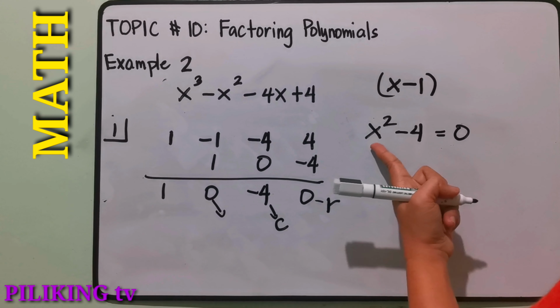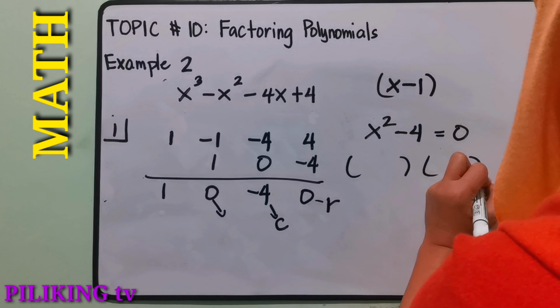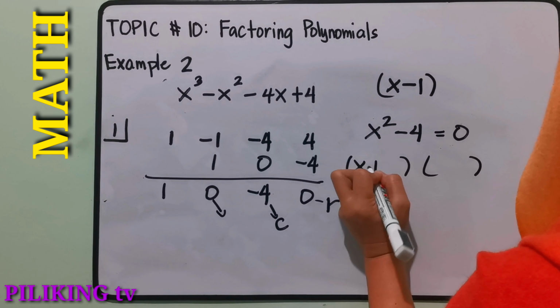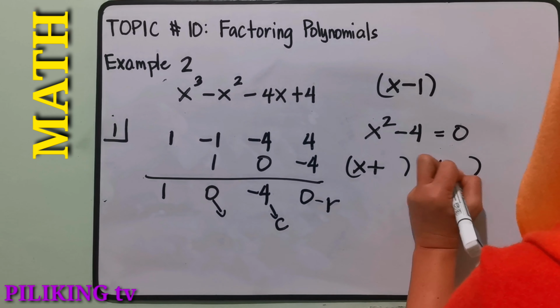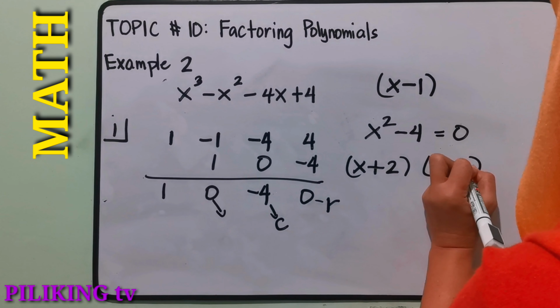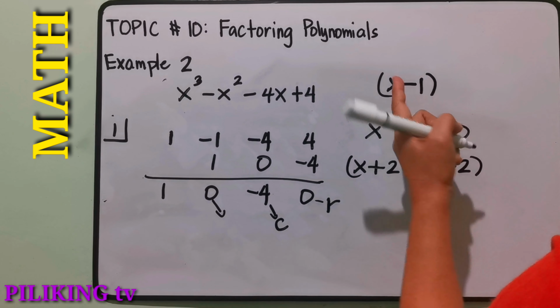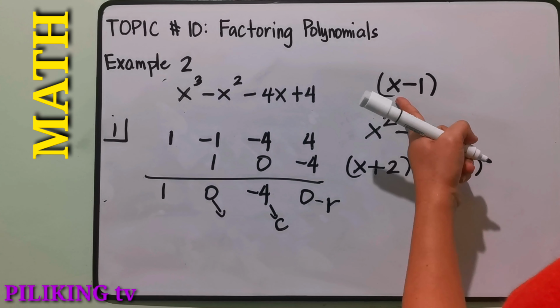So this is an example of the difference of two squares. So that is now equal to the square root of the sum and the difference. The square root of 4 is 2 and also negative 2. So therefore we have x plus 2 and x minus 2. So what are the factors of x cubed minus x squared minus 4x plus 4? That is x minus 1, x plus 2, and the other one is x minus 2.